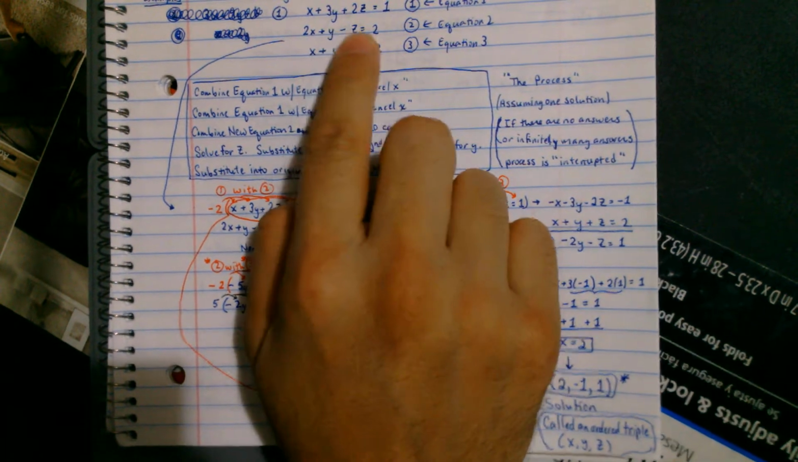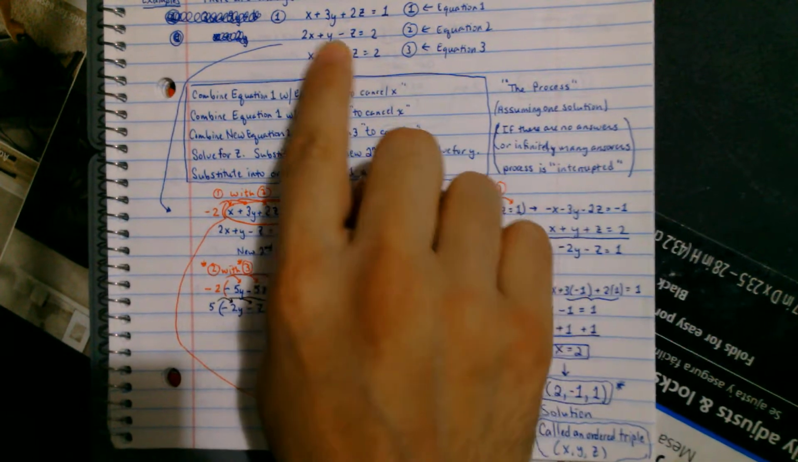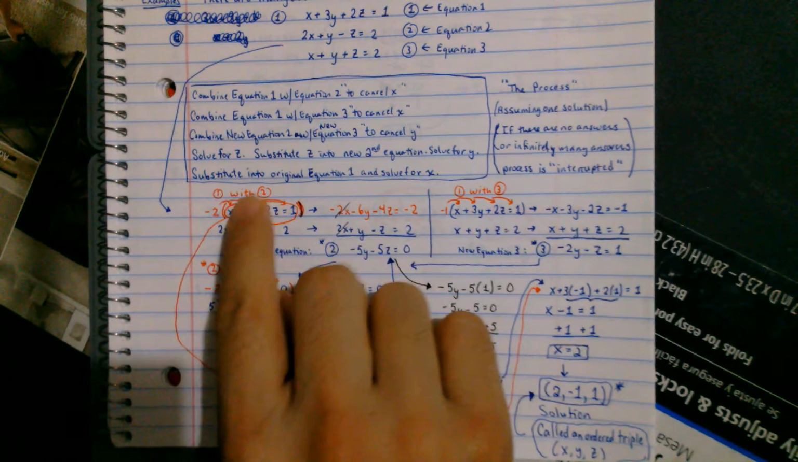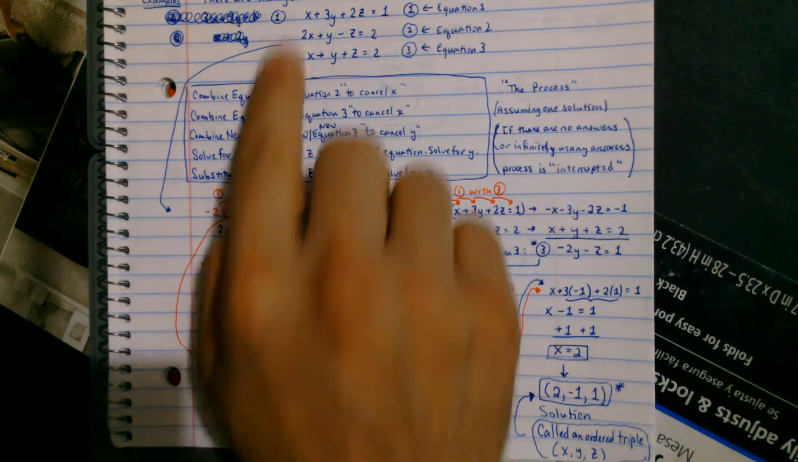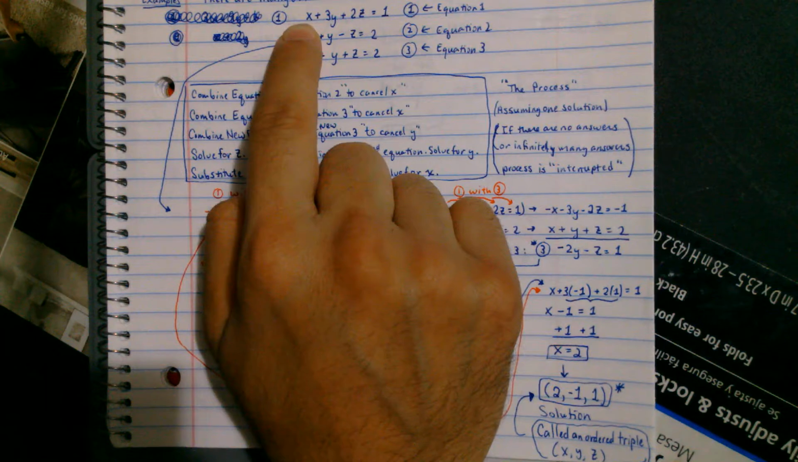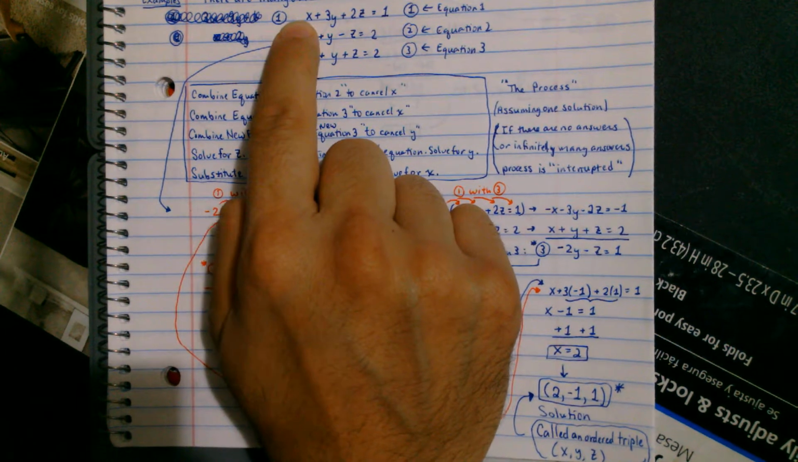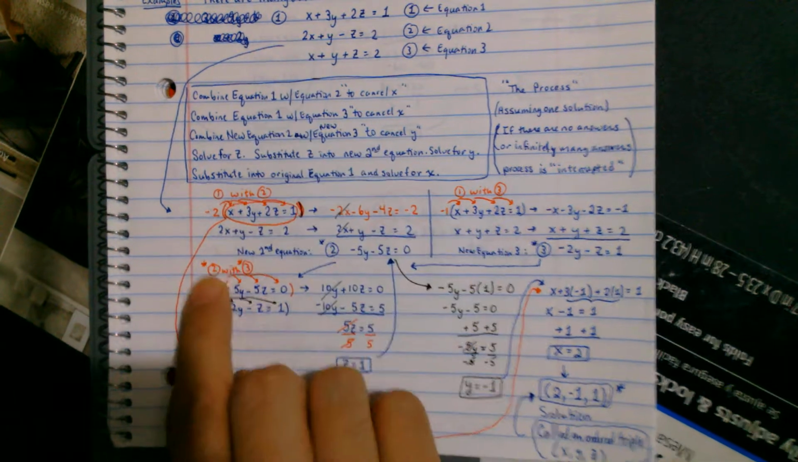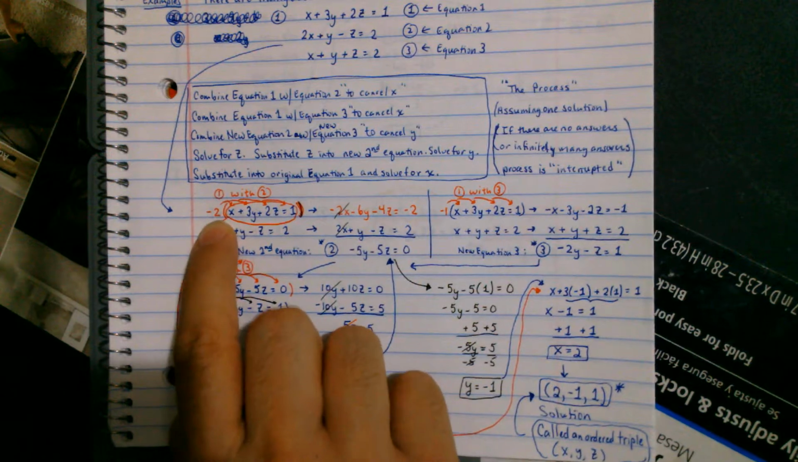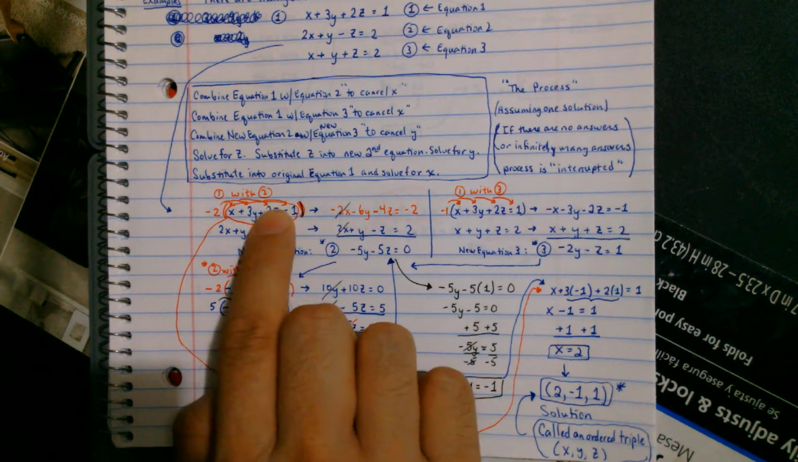Here's my original three equations. So if I put equation 1 with equation 2, that's what it says right here. I'm going to combine them in such a way that x will cancel. I'm going to multiply the first equation by negative 2 so I can cancel with the positive 2. So that's what I did here. Negative 2 times the whole first equation.